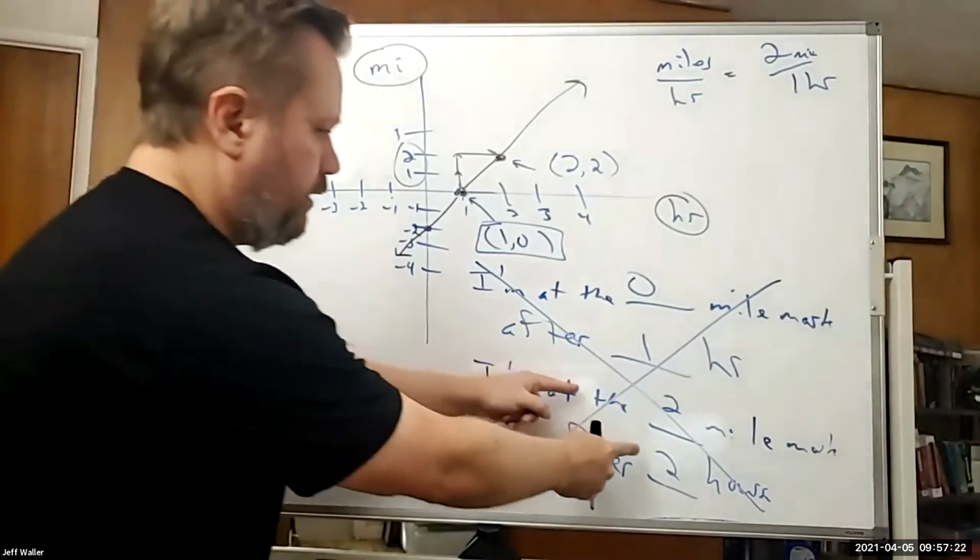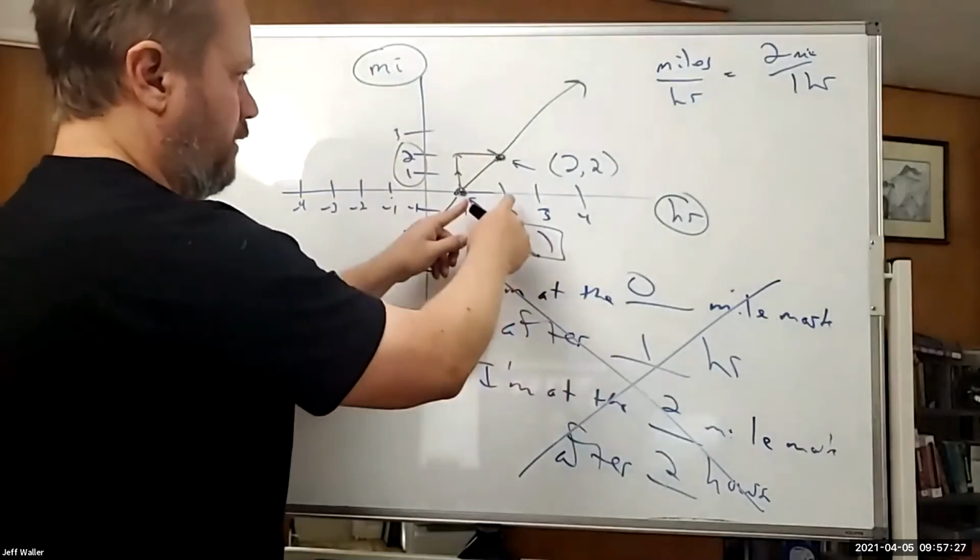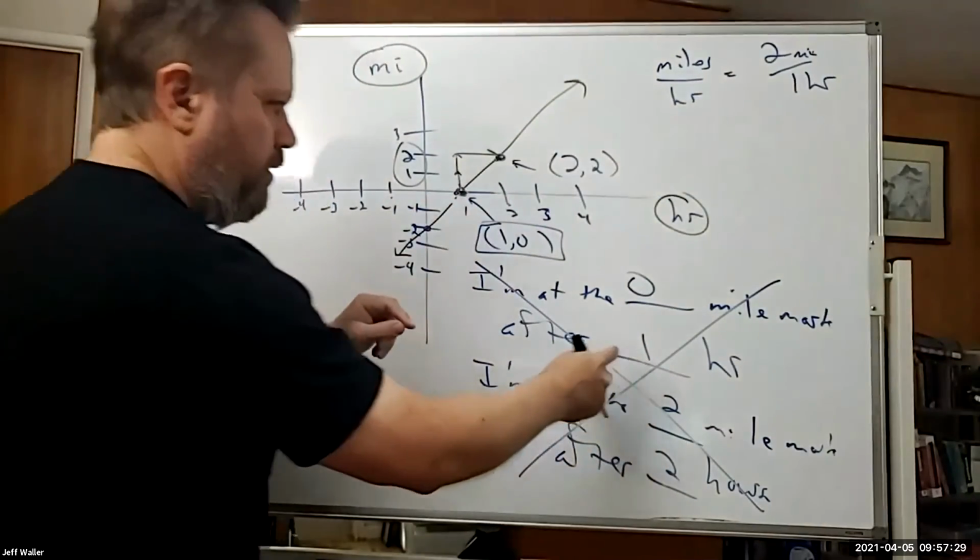Which is really what we did here, isn't it? 2 minus 0. Well, 2 minus 0 is 2. That's that distance. And 2 minus 1 is 1. That's how we got the 1 there. I'm sorry, here.